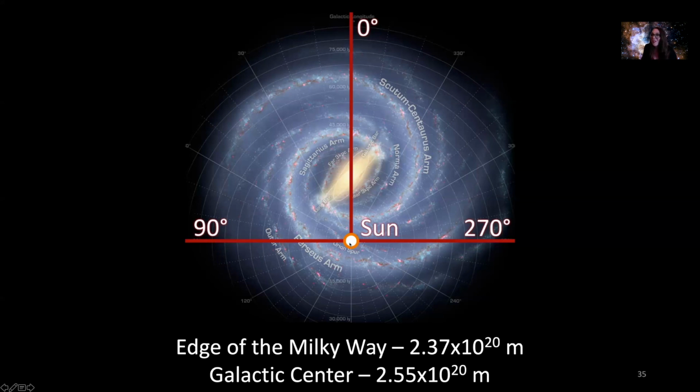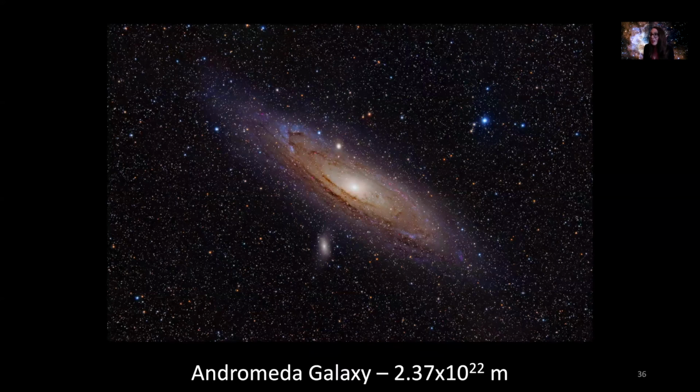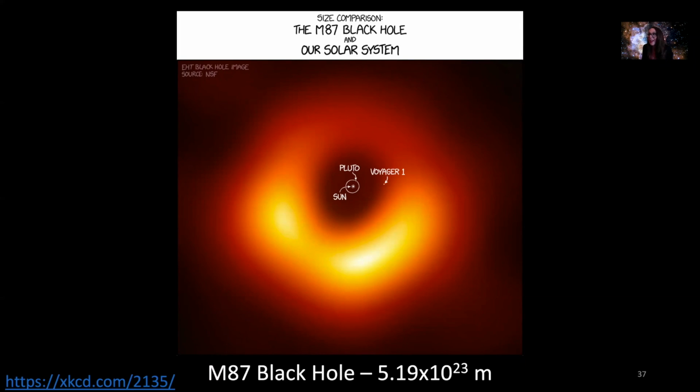So in fact, in our sun and our solar system, us orbiting around our star, we are located about halfway out from the galactic center. Now, the nearest galaxy to us is called the Andromeda Galaxy. Even though it's the nearest galaxy to us, it's still at a distance of 2.3 times 10 to the 22 meters away from us. And we just keep on going.